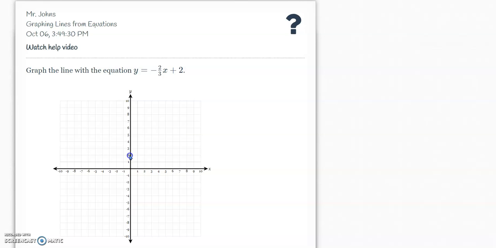The graph starts at 2, so I'm going to click on the y-intercept at 2, and now it's making a line. I'm going to read that slope as down 2 over 3 and click. And there you go. And that's how you graph a line on the computer.